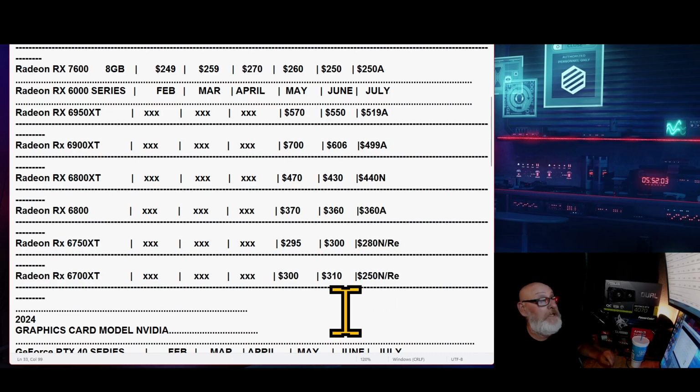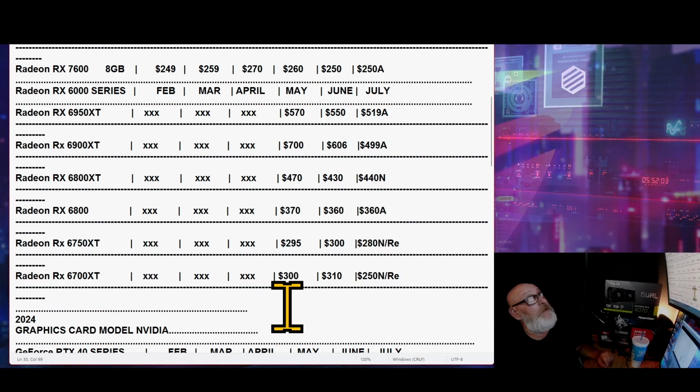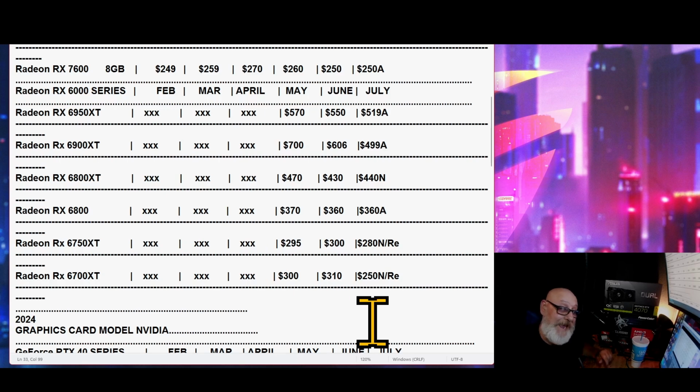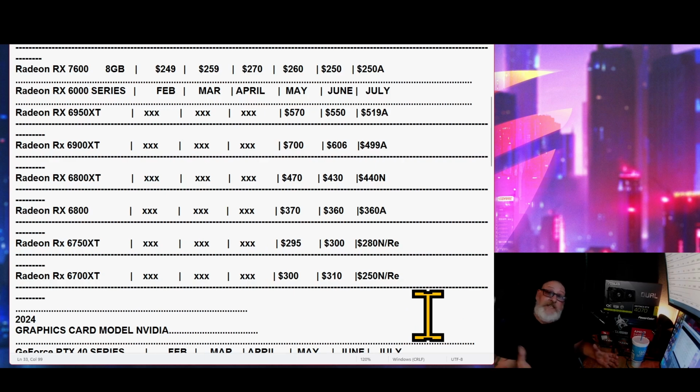I know Newegg will keep their good standing on their refurbished stuff. So we got the 6700 XT, 300 in May, 310 in June, went up a little bit, but it dropped about $60. And it's on Newegg for $250, but it's a refurbished. I told you guys I'm going to add something in, and I'm adding in the refurbished as well. You can consider it might be a nightmare or it might not be a nightmare.